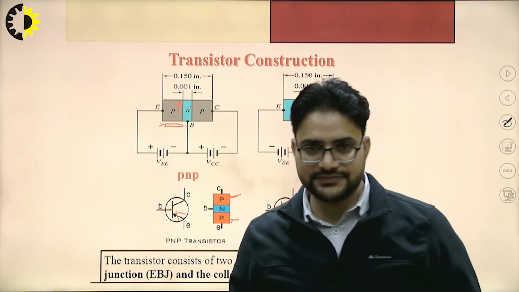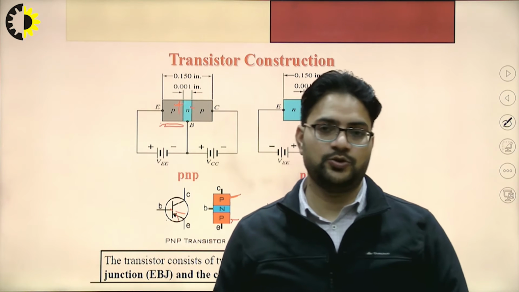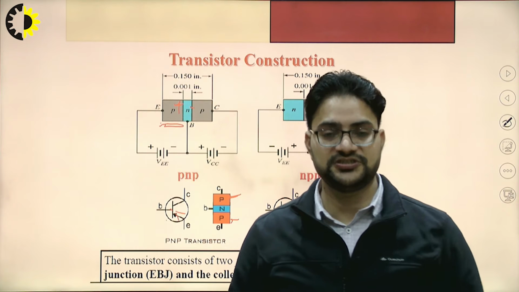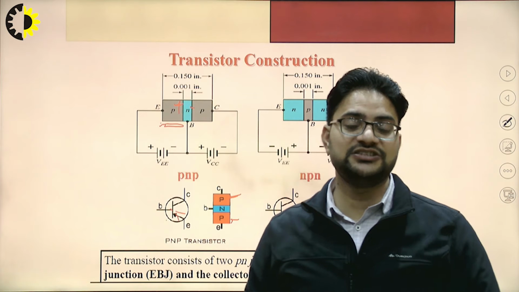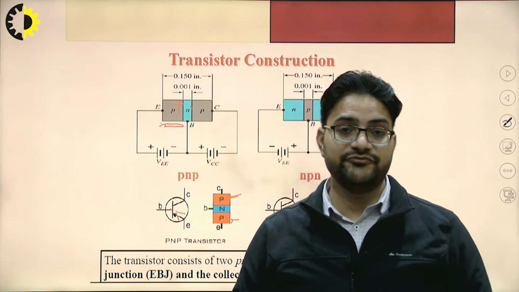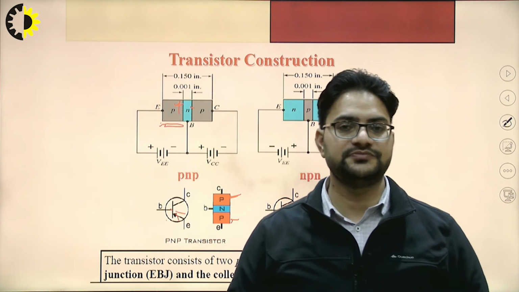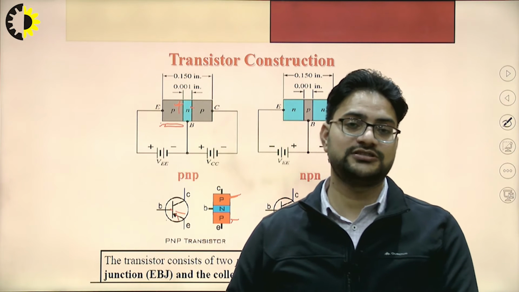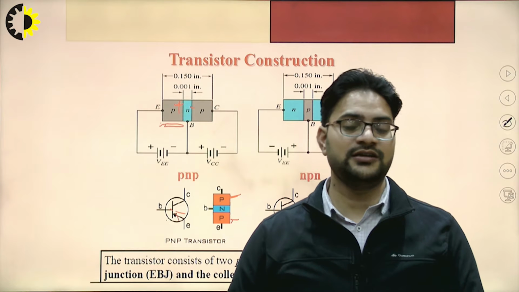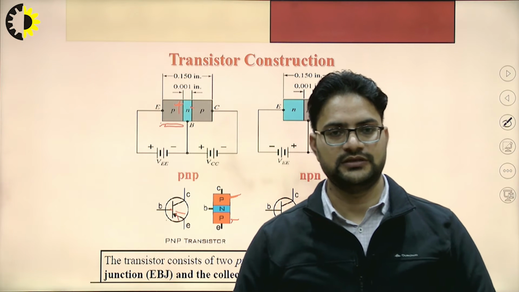Now, based on the biasing of the emitter base junction and the collector base junction of the PNP and NPN transistor, we define the region of operation, whether the transistor is working in active mode, saturation mode, cutoff mode, or inactive mode, right?